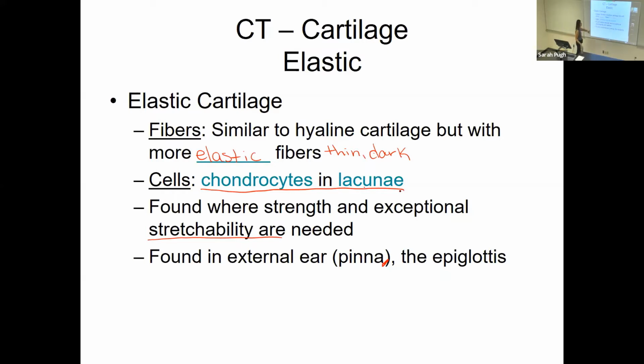So where would we find this? This would be anywhere in the body where you have a little more flexibility, but you still have cartilage. So this right here, your ear, right? Your ear is really flexible. We call that the pinna, and that is cartilage, but the type of cartilage is elastic cartilage. We also have it in places like the epiglottis. Does anybody know what the epiglottis is? Have you heard of that before?